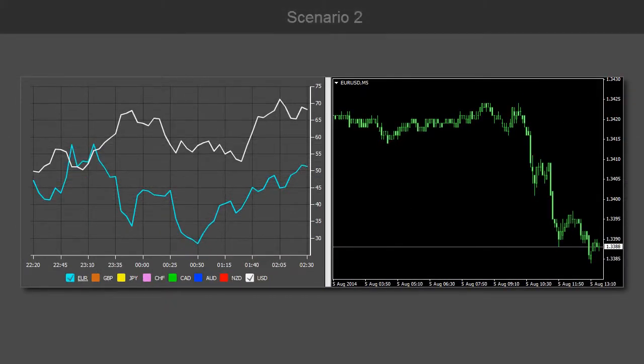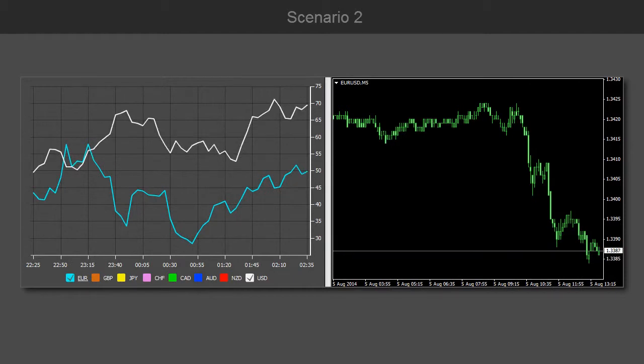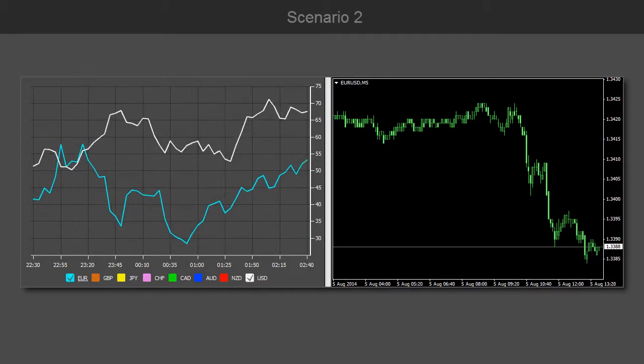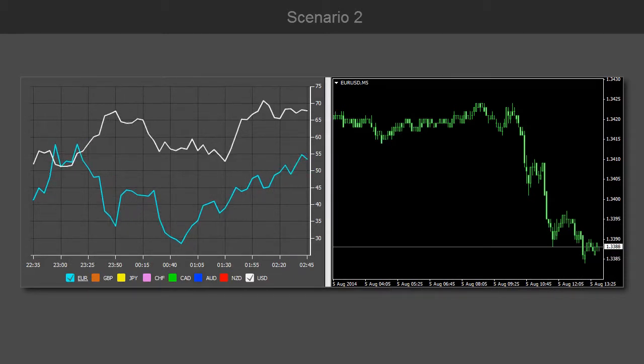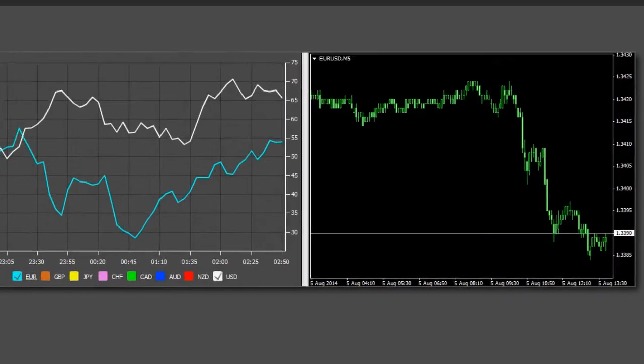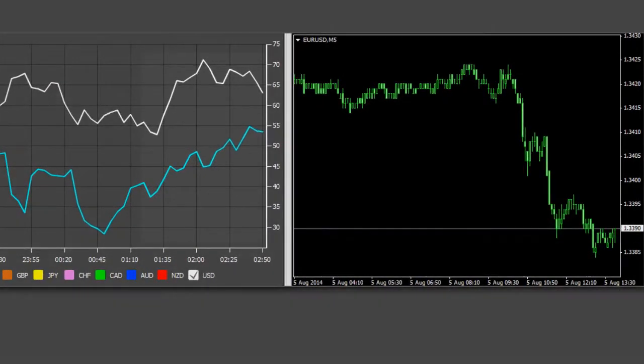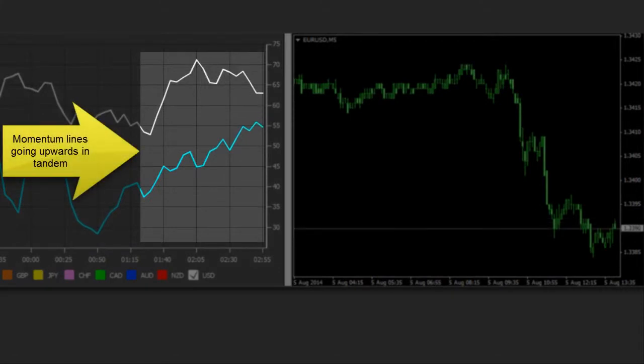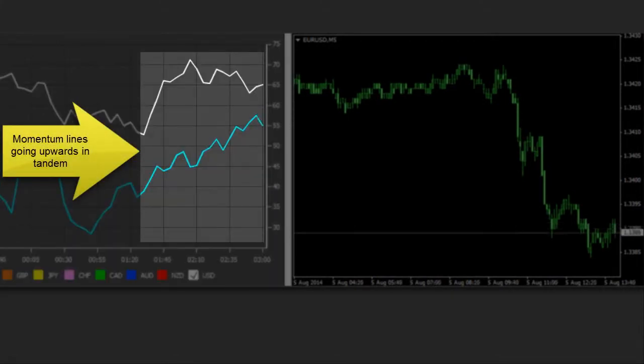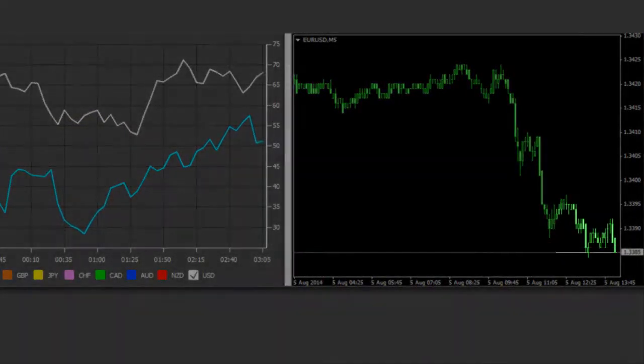We have Euro-US dollar. Euro is the aqua blue colored line and US dollar is white. The lines are both going upwards or downwards, but they do so in tandem. In this example they are going upwards, and what happens is that in the MetaTrader chart we see that the price action is just ranging. Market is going sideways.